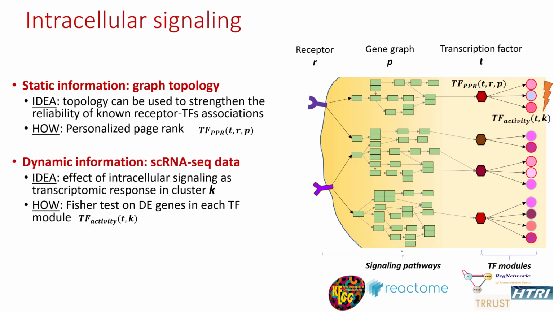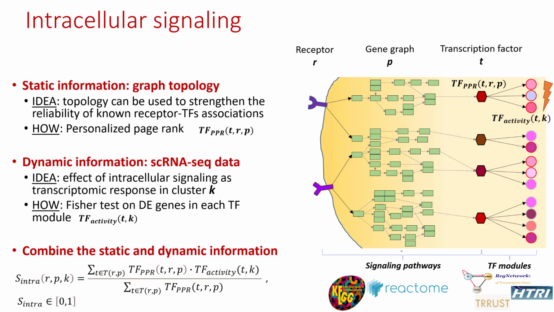In a second step, we plug in the dynamic information provided by single-cell RNA-seq data, following the idea that we should see a transcriptomic response in a given transcription factor if it is involved in ongoing intracellular signaling. For each transcription factor, we use the results of a Fisher test on differentially expressed genes controlled by that transcription factor to define its activity. Last, we combine the static information from graph topology and the dynamic information from single-cell data to compute the final intracellular score associated with each receptor in a given cell cluster.